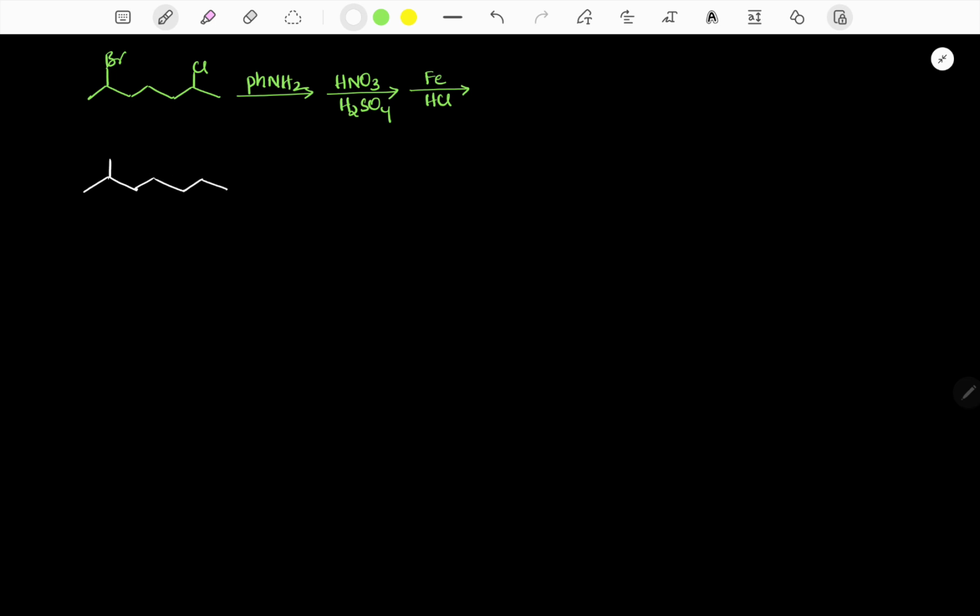The reactant has two functional groups, alkyl bromide and alkyl chloride. It is treated with aniline, also known as benzenamine, so it is a nucleophile. So nucleophilic substitution takes place. It is simply an SN2 reaction. It is a nucleophilic substitution.